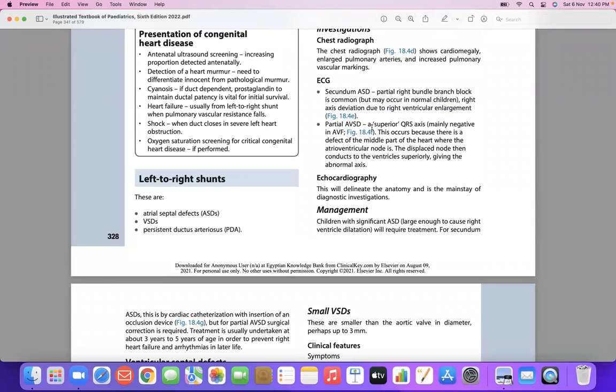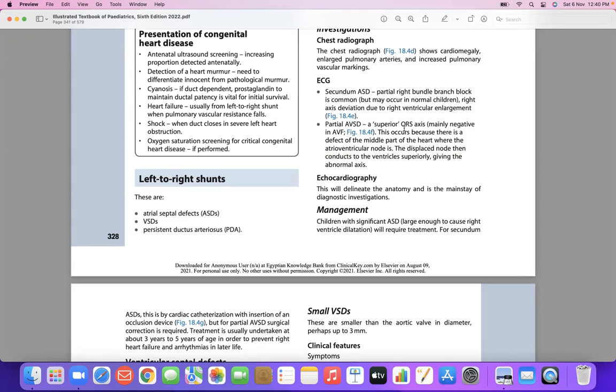Then in partial AVSD, always superior axis, mainly negative in AVF. This occurs because there is a defect in the middle part of the heart, where the atrioventricular node is. This displaced node conducts to the ventricles superiorly, giving the abnormal axis. This is the reason he has given, but I don't think they will ask this in the exam, but this is good for your knowledge.